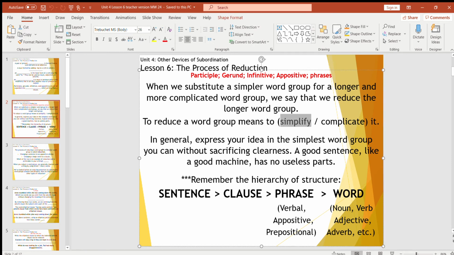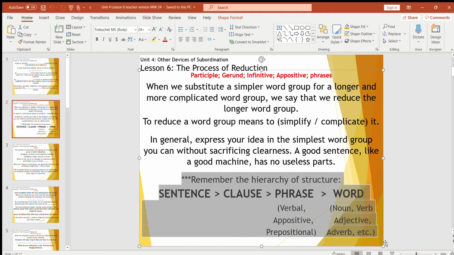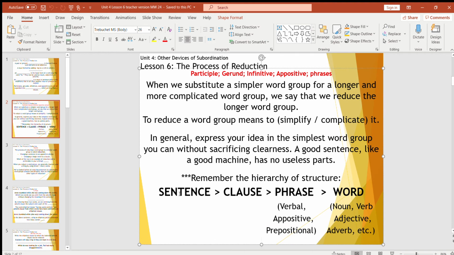Now, in general, you want to express your ideas in the simplest word group possible without sacrificing any clearness. A good sentence, like any good machine, doesn't have any useless parts to it. It has no fluffy stuff to it, okay? You want to say things in the most direct way possible. So remember the hierarchy of the sentence structure, which, why don't you circle, star, highlight, put a big old one next to this, okay? The top of the pyramid, the best thing to write, is a sentence. A sentence has a subject, has a predicate, makes sense by itself.